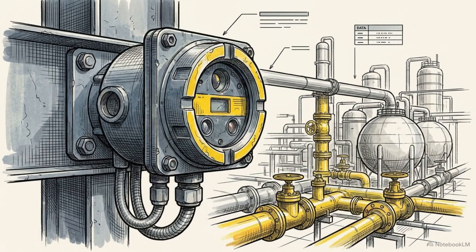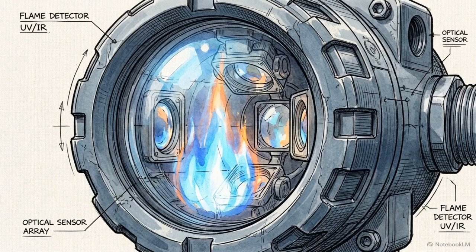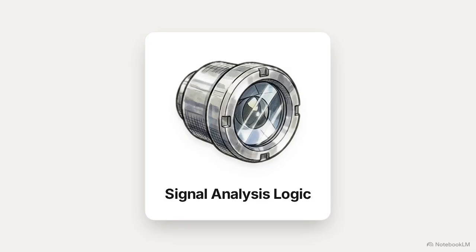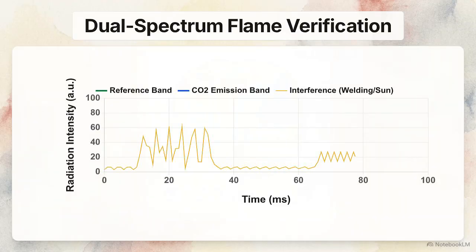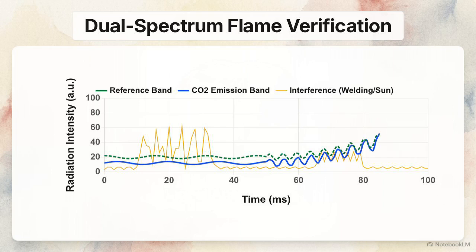But thermal energy is often too late a metric for specialized industrial risks. Where hydrocarbon fires can ignite instantly, facilities utilize flame detectors that monitor for ultraviolet, infrared, or multi-spectrum radiation signatures. A dual or multi-spectrum IR analyzer monitors distinct carbon dioxide emission bands and reference bands simultaneously. This dual confirmation approach allows the system to differentiate the characteristic flicker of an actual flame from severe background interference like welding arcs or direct sunlight.